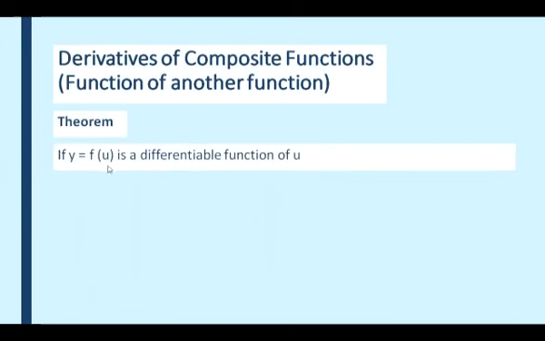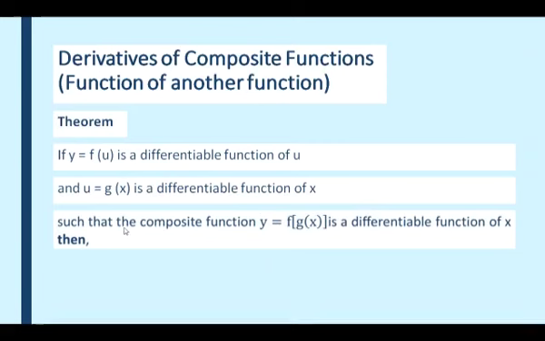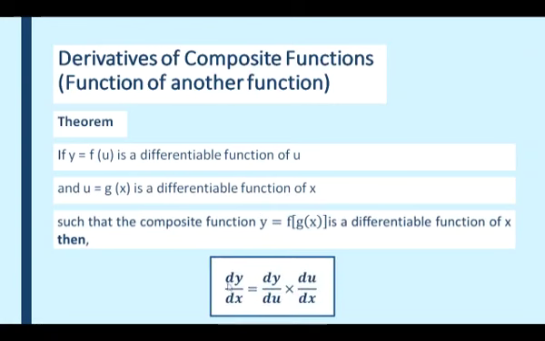If y equal to f of u is a differentiable function of u and u equal to g of x is a differentiable function of x such that the composite function y equal to f of g of x is a differentiable function of x, then we can write dy by dx equal to dy by du into du by dx. This is also called the chain rule. Let's see the proof.